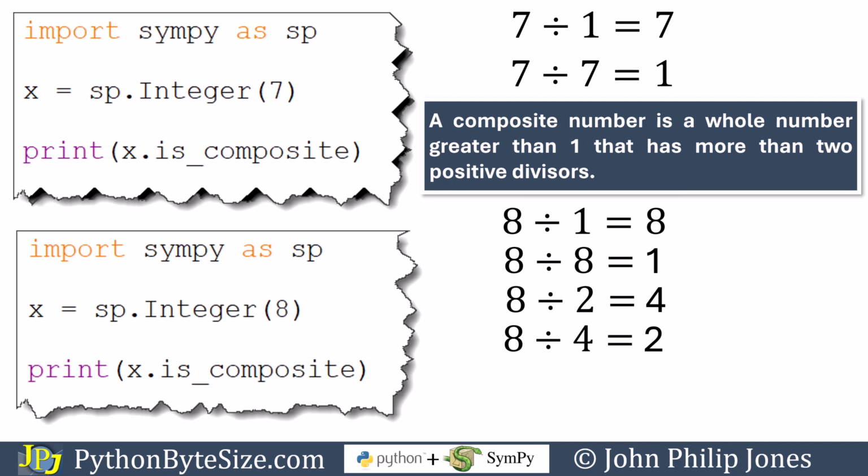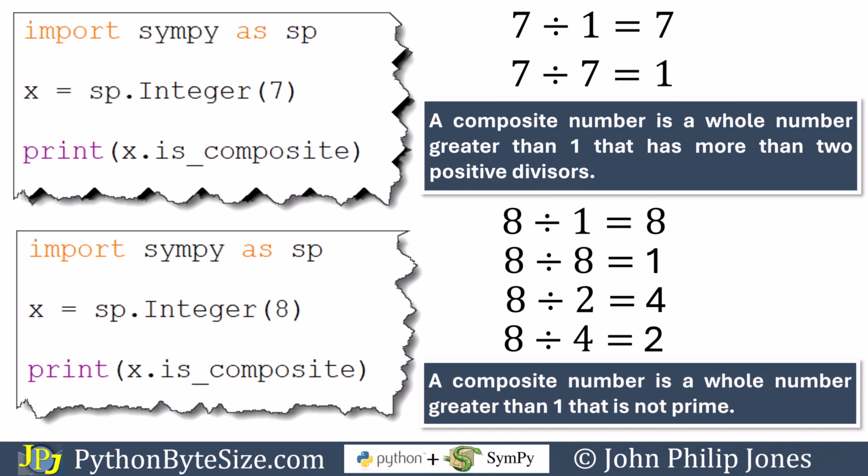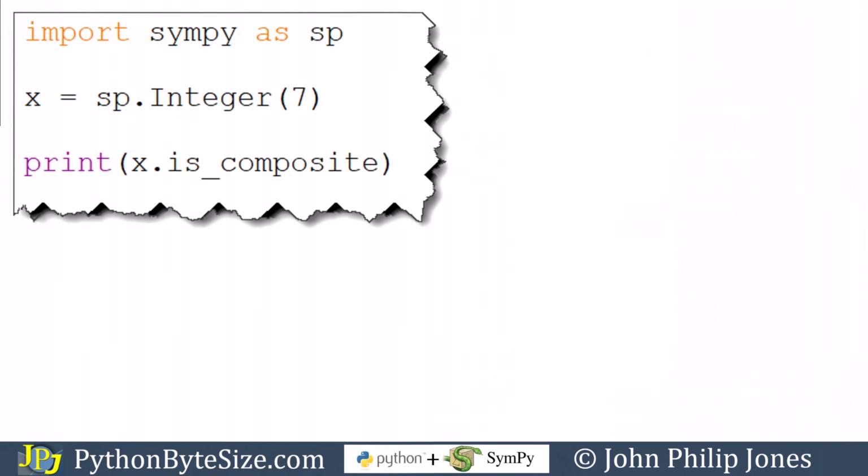So clearly 8 is not a prime number. Consequently, it is a composite number. A composite number is a whole number greater than 1 that is not prime. Let's move on to the next slide to consider the first computer program.